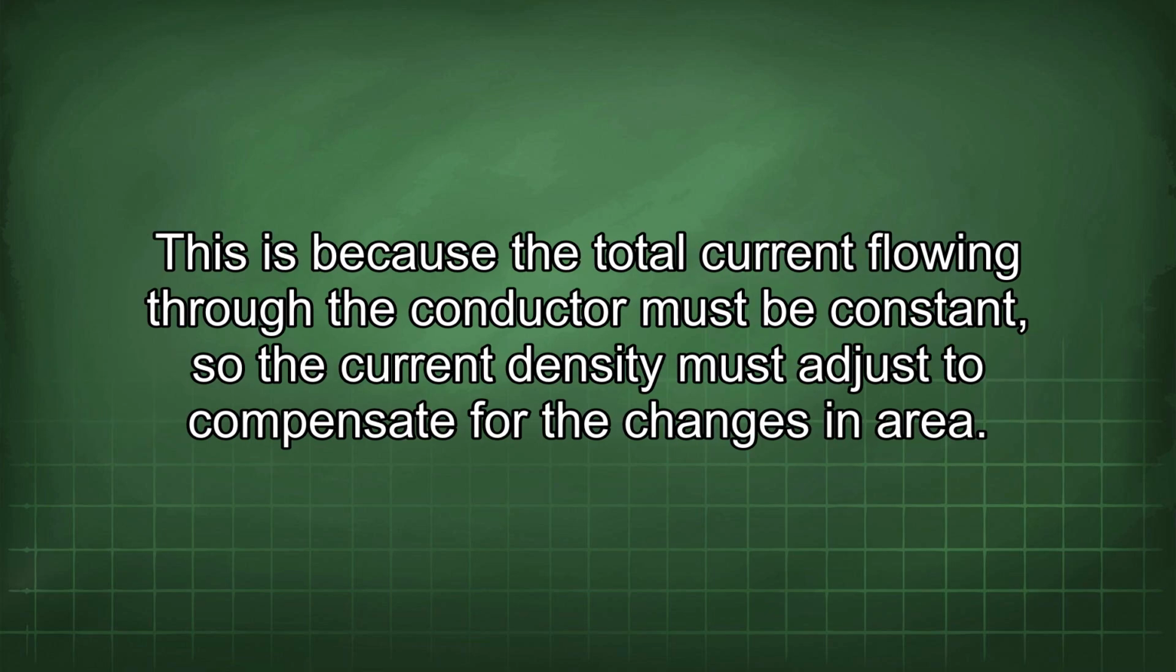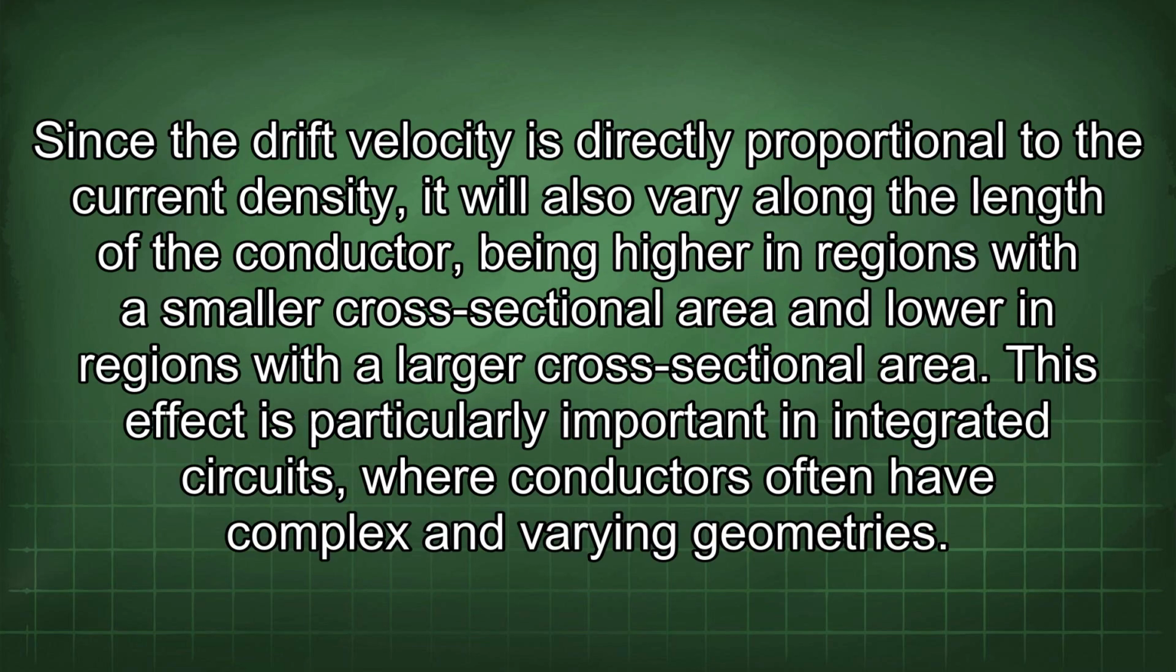This is because the total current flowing through the conductor must be constant, so the current density must adjust to compensate for the changes in area. Since the drift velocity is directly proportional to the current density, it will also vary along the length of the conductor, being higher in regions with a smaller cross-sectional area and lower in regions with a larger cross-sectional area. This effect is particularly important in integrated circuits where conductors often have complex and varying geometries.